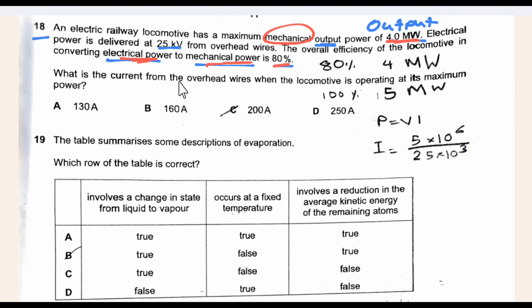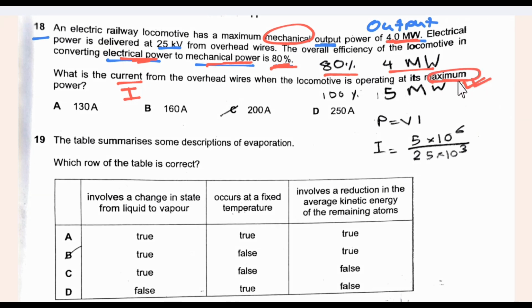What is the current from the overhead wires when the locomotive is operating at its maximum power? So maximum power, and we need to find the current. So what would be the maximum power? Maximum power means the output power. So the output power is 80% of the total power.